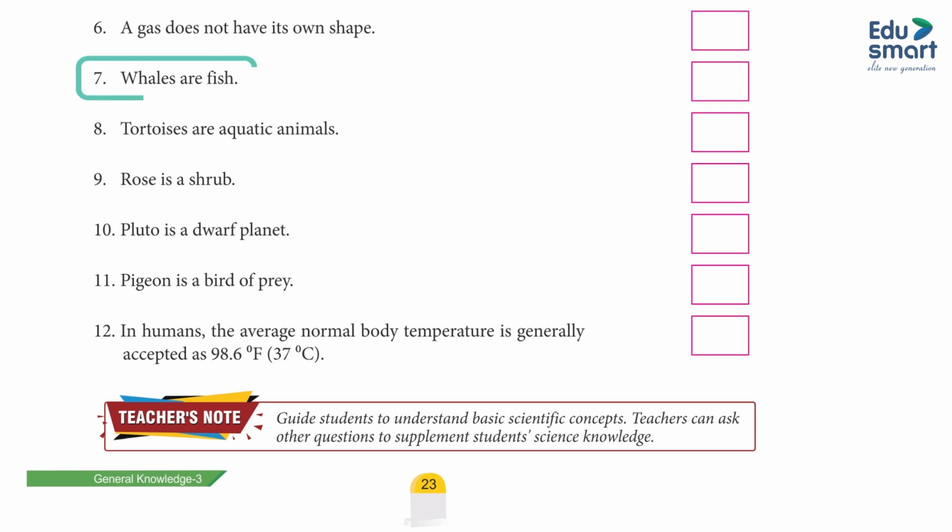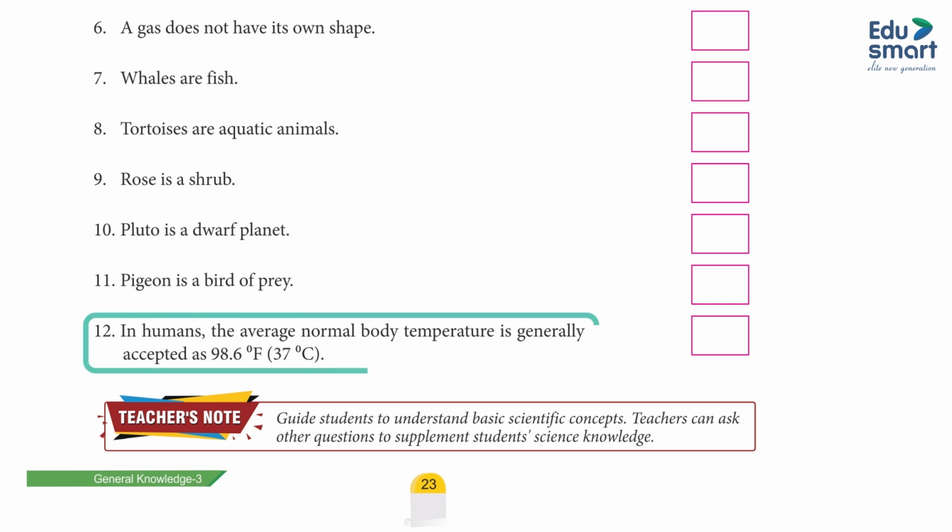True. 7. Whales are fish. False. 8. Tortoises are aquatic animals. False. 9. Rose is a shrub. True. 10. Pluto is a dwarf planet. True. 11. Pigeon is a bird of prey.